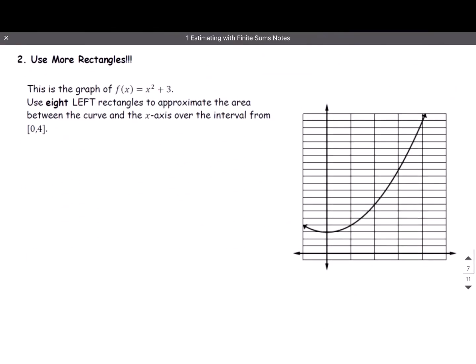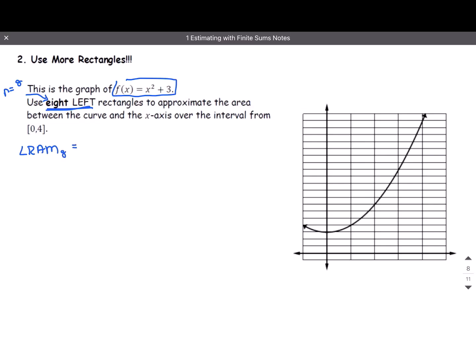That would be to use more rectangles. So suppose we use the same function, but this time we use 8 left rectangles. So now we're going to let n be 8. So we're doing an LRAM sub 8. Okay, so we're still going.